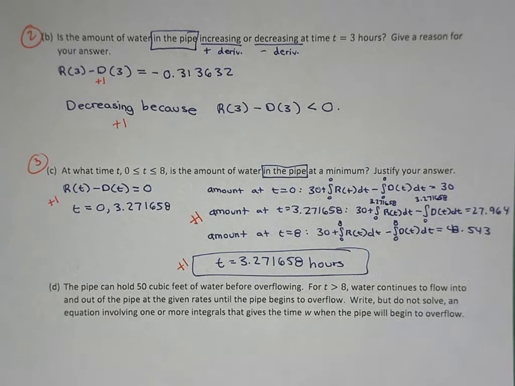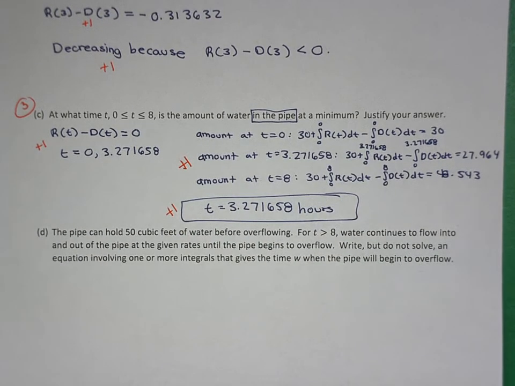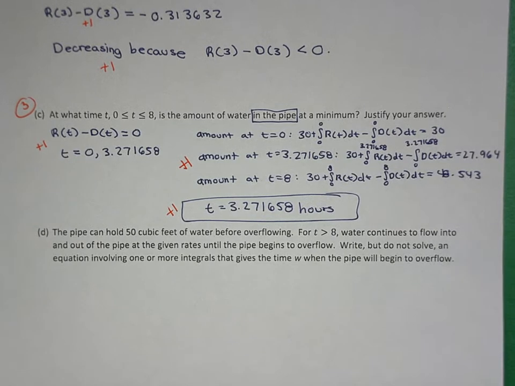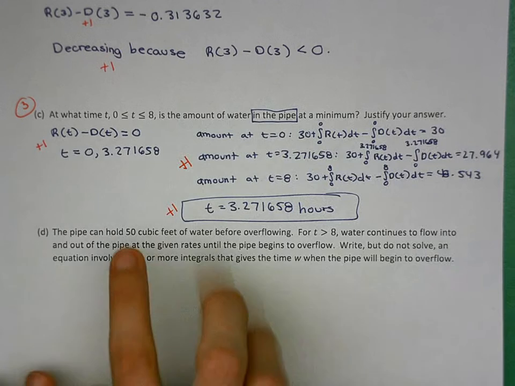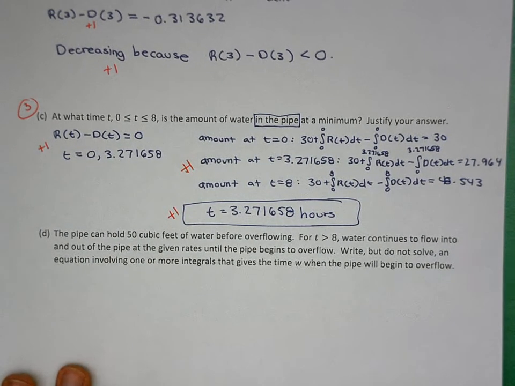Okay, last one. The pipe can hold 50 cubic feet of water before it overflows. For time t greater than 8, water continues to flow into and out of the pipe at the rates already articulated above. Write, but don't solve, an equation involving one or more integrals that gives the time w when the pipe will begin to overflow. Okay, so we're talking about water inside of a pipe. It'll start to overflow at 50. And so we're going to write an equation here. There are a variety of equations that work.